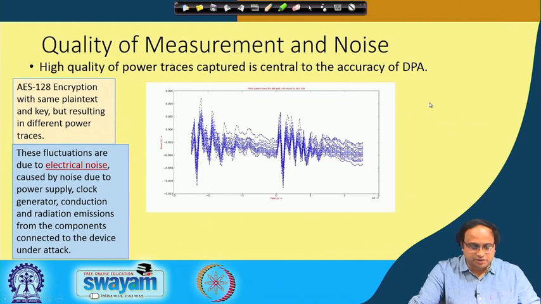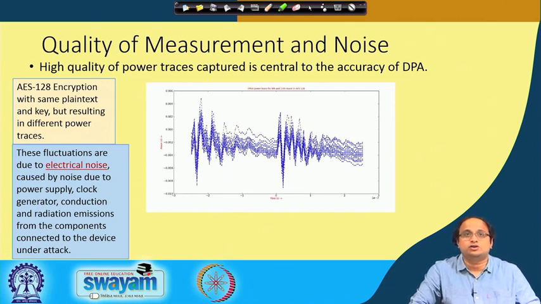The other important thing is the quality of measurement and noise. You can easily point out that the high quality of power traces is central to the accuracy of differential power attack. Here we do a very simple experiment: we run AES encryption with the same plaintext and key, but as you can see, the power traces vary, resulting in different power traces.